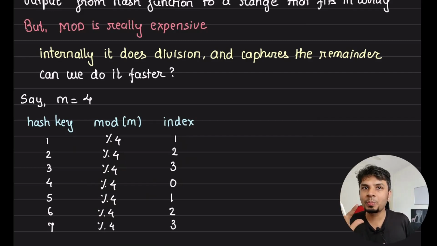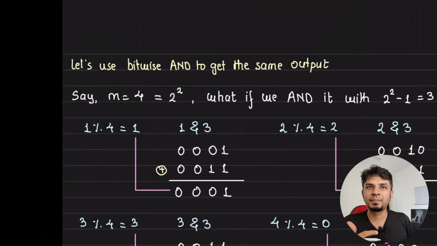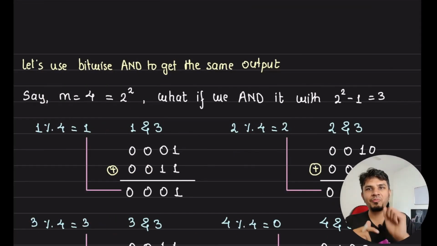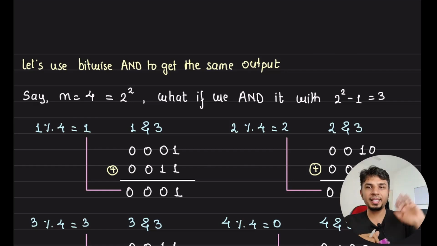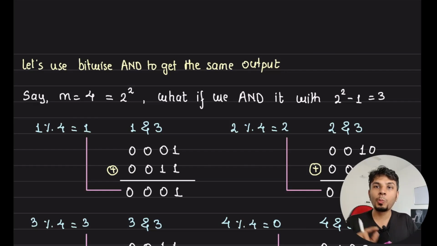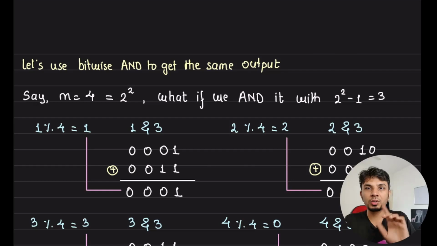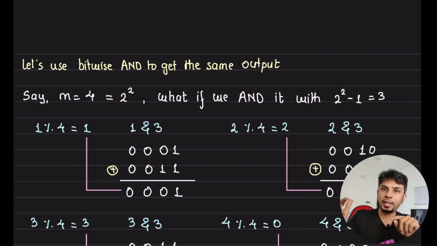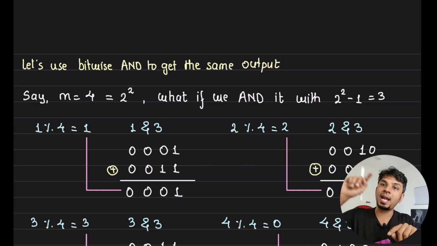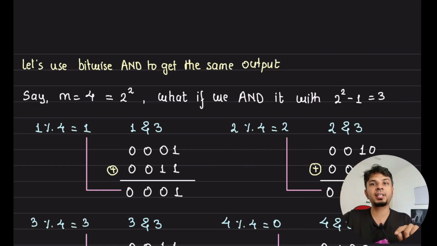Can we get the same output but without using the mod function? That is where the magic of bitwise AND comes in, right? Instead of doing a mod m, what if we do an AND with m minus 1? And this works when m is a power of 2. So m is equal to 4, 4 is equal to 2 raised to power 2, and instead of doing mod with 4, we would do AND with 2 raised to 2 minus 1, which is equal to 3.